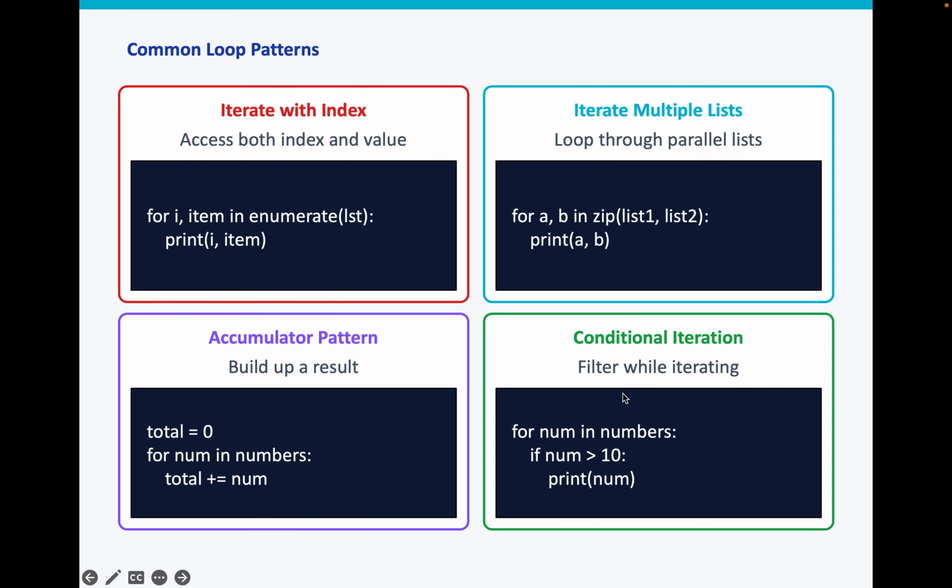And another is the conditional iteration. If you want to process only certain items, like in this example, for number in numbers, if number greater than 10, print number. You iterate through everything, but only process items that meet a condition. This is when we use this pattern.